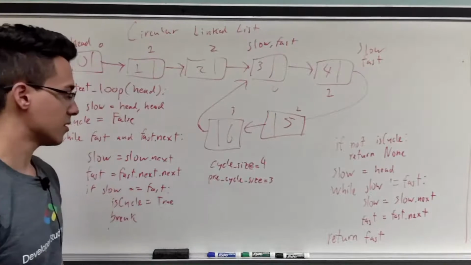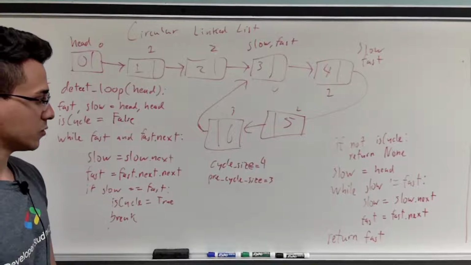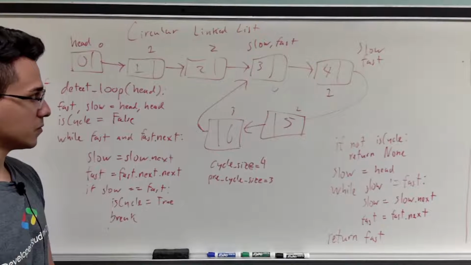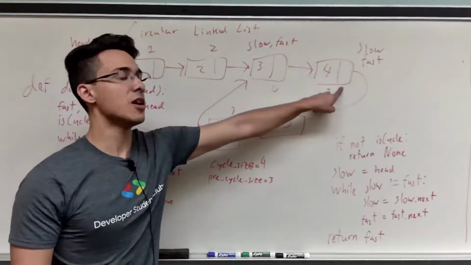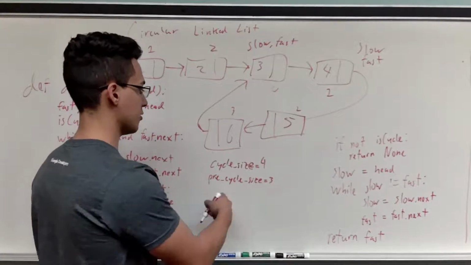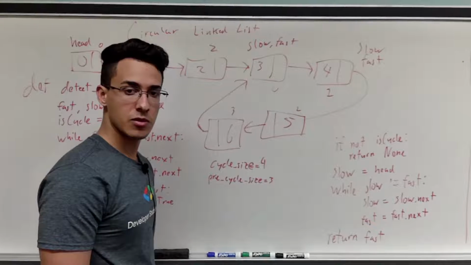Yeah, cycle size minus 1, because fast stays on a node inside the cycle. So the remaining nodes is just cycle size minus 1. So basically where they meet up is going to be cycle size minus pre-cycle size? No, cycle size. Oh, where they meet up?